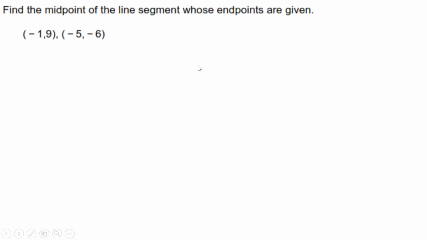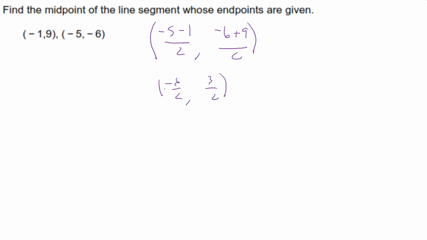What about here? Find the midpoint of the line segment whose endpoints are given here. All right, so again, we're going to do the same thing. If we write it out this time, we say -5 minus 1 divided by 2, comma, and then we have -6 plus 9 over 2. What does that give us? -6 over 2, and then 3 over 2. Well, -6 over 2 is going to be what? A -3, and then 3 halves. Okay, so that would be our midpoint for this line segment.